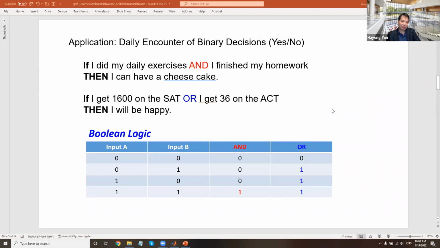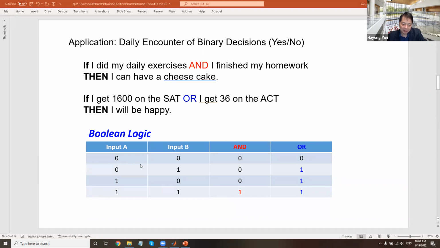And with that perceptron, scientists tried to implement it in daily binary decisions. You may recognize it as Boolean algebra. For example, if I did my daily exercises and I finished my homework, then I can have a cheesecake. Or if I get 1600 on the SAT or I get 36 on the ACT, then I will be happy.